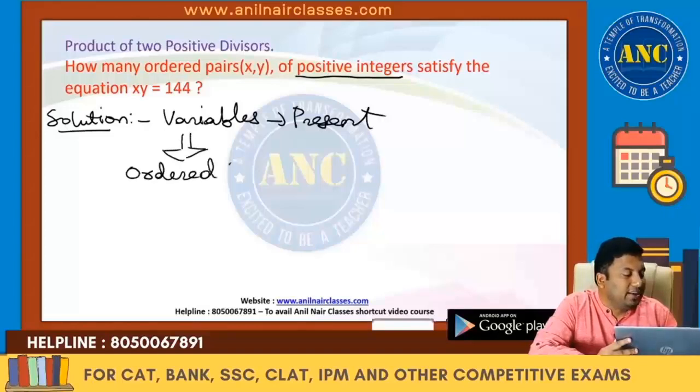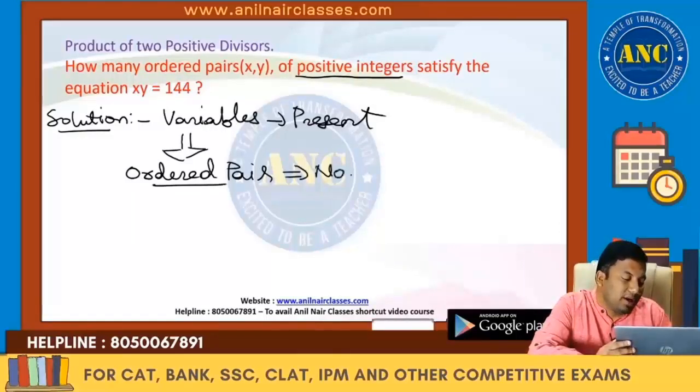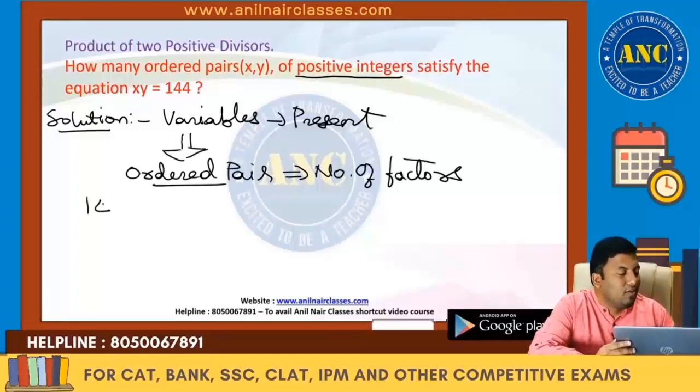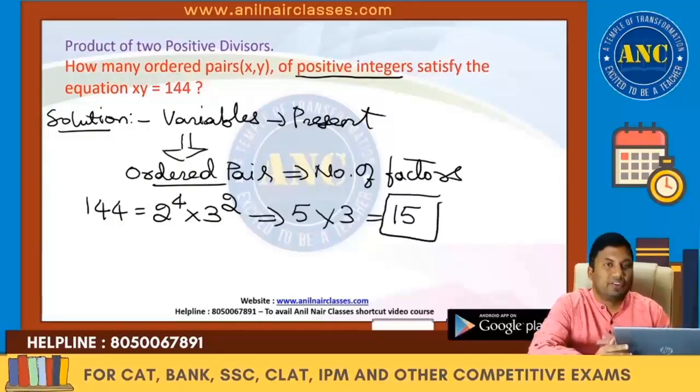Ordered pair. Anyway, it is given in the question. Even if it does not give, if variables are present in the question, it is an ordered pair. Ordered pair is nothing but the number of factors. 144 is 2 power 4 into 3 square. Number of factors is 2 power 4, 0 to 4, 5 options, and 3 square, 0 to 2, 3 options. 5 3s are 15.